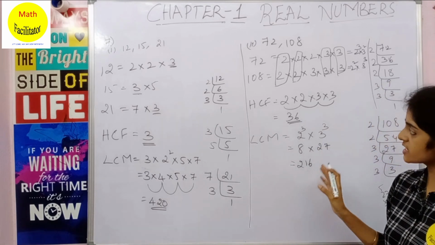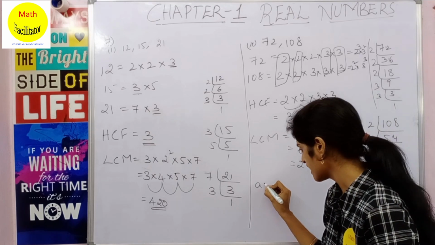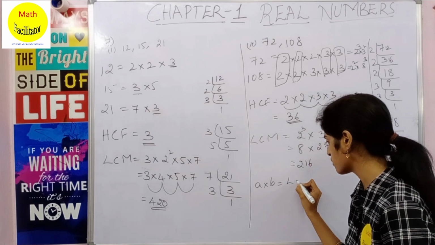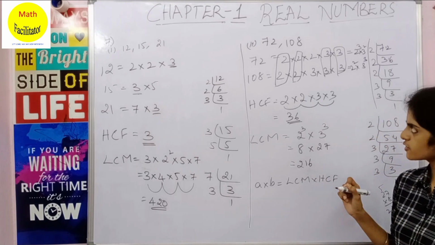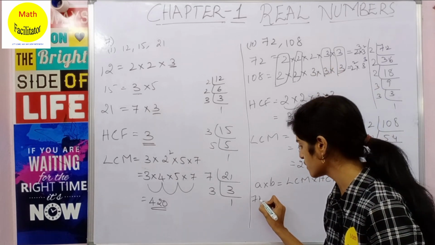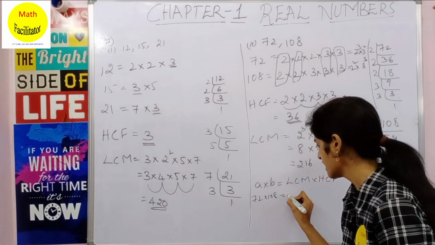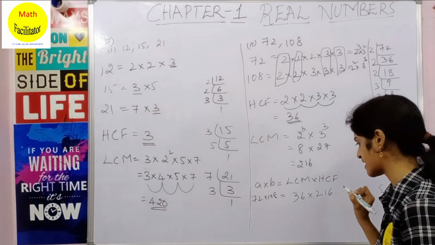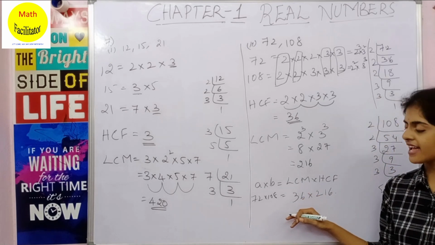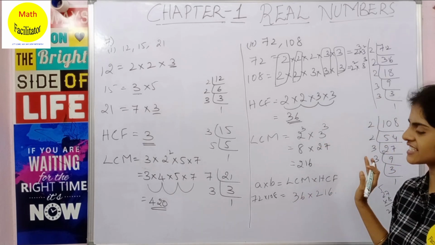Now this you can also check. How will you check? The product of the given numbers is equal to the product of LCM and HCF. Do you remember this? Yes. So the product of the given numbers, 72 into 108, should be equal to 36 into 216. So you can check this condition, and if it is correct, then your LCM and HCF are correct.